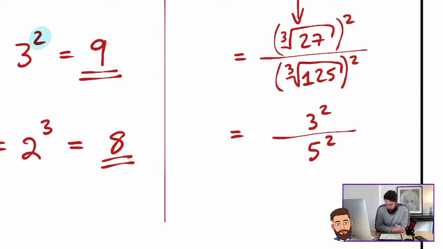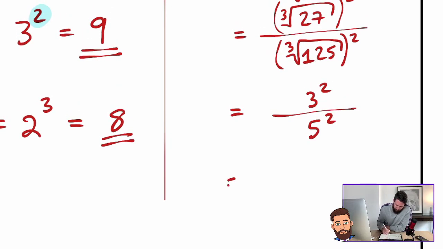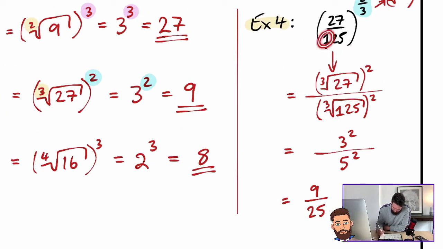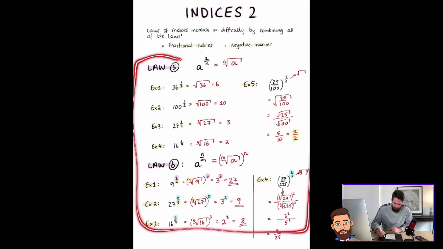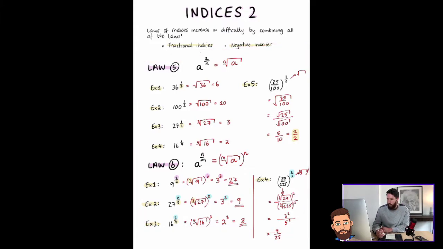So what do we get? We get 3 squared is 9, over 5 squared is 25. So our final answer is 9 over 25. Again, apologies there, just make sure you change that 2 to a 1. I should have written 125, not 225. So those fractional indice laws are really important. And as you can see, they do develop quite quickly into having to have a really clear understanding of the laws to apply them to complicated questions.